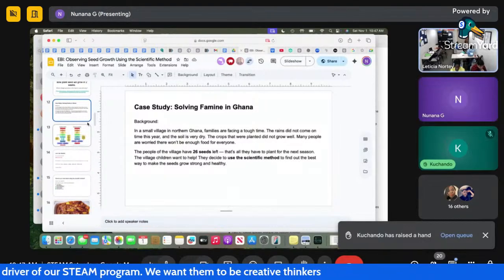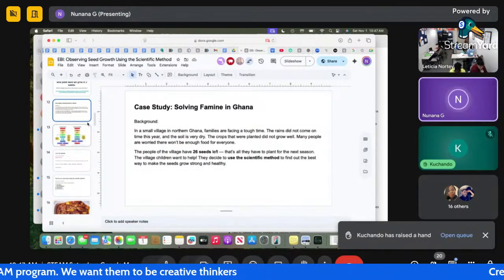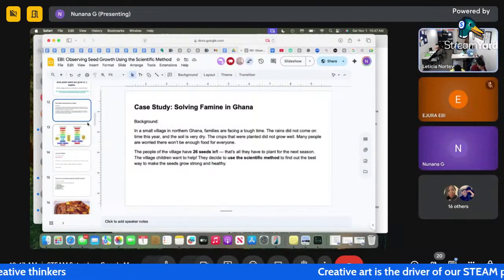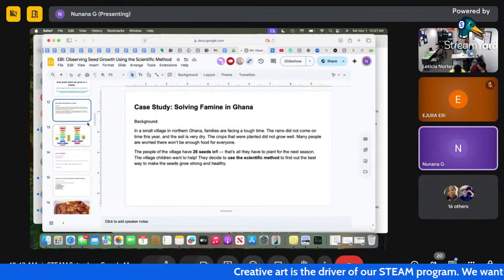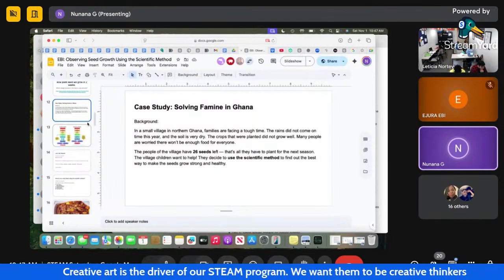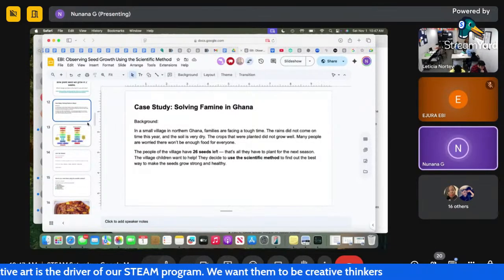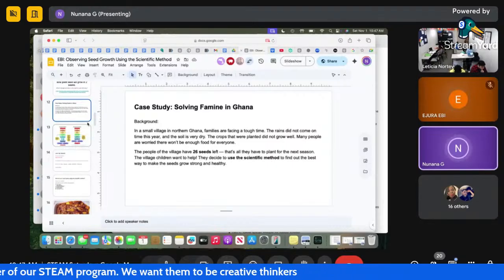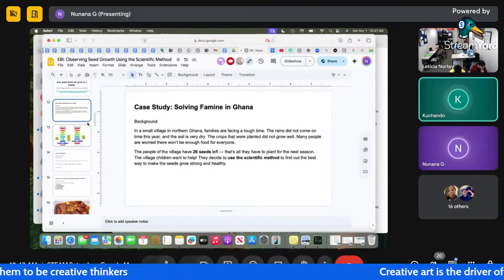this is the problem we're trying to solve, right? We're trying to help get rid of famine in Ghana. Famine means there's no food, there's hardship right now in northern Ghana. There's no rain.